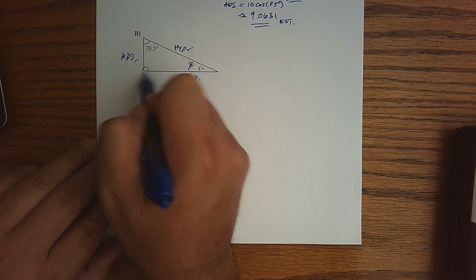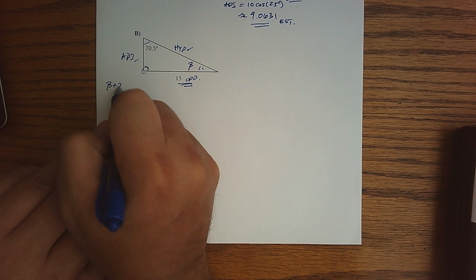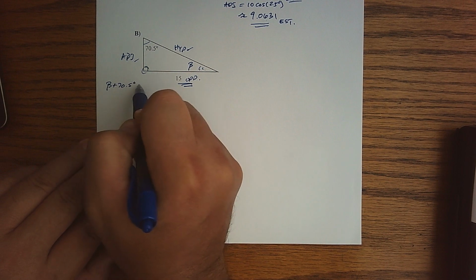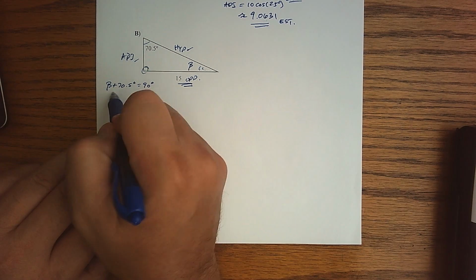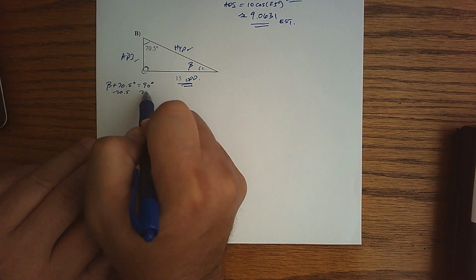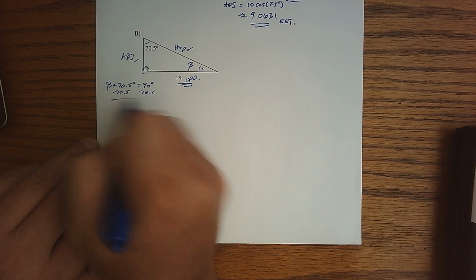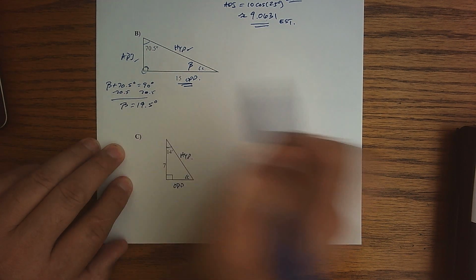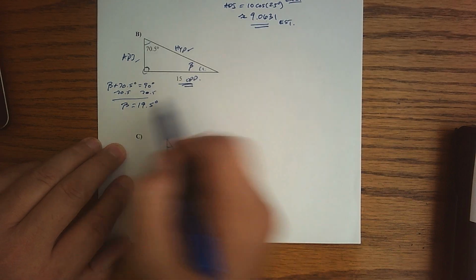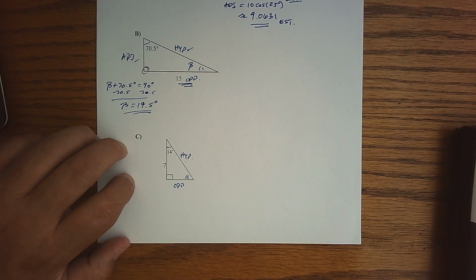Because of the 90 degree angle, we know that beta plus 70.5 degrees should be equal to 90. They're complements. So subtracting 70.5, I believe we get that beta is 19.5 degrees. All right, so there we have that. Beta is 19.5.